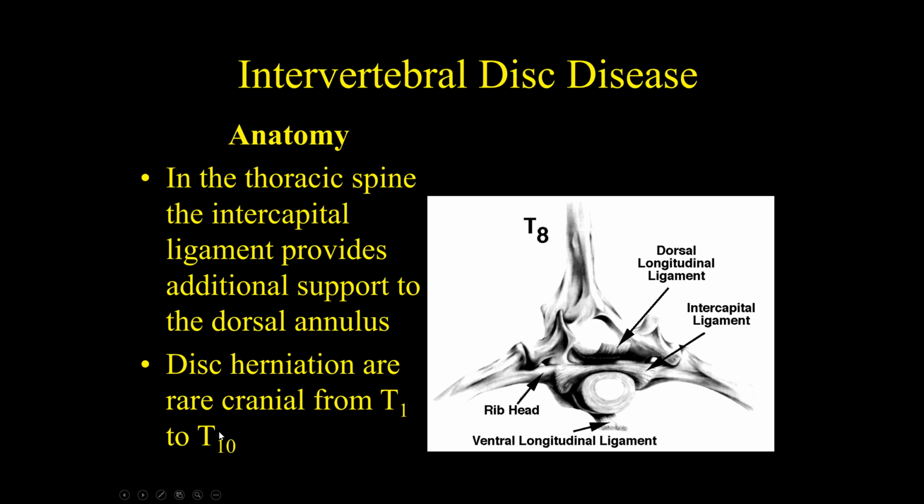On the other hand, caudal to about T9 or T10, this ligament isn't centered over the disc space. So now, if we have a protrusion or extrusion, it can herniate dorsally upwards and put pressure on the cord. So the intercapital ligament is actually a good thing. It protects the cord or the spinal canal if you do have disc problems, which explains why it's very rare to have disc disease in dogs between about T1 and T9.